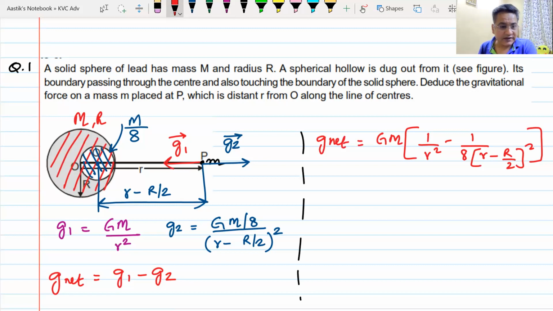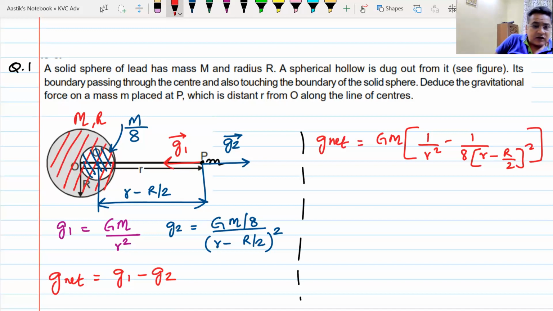So any question that comes where you have a hole, this is the way you do it. You first consider it without the hole, and then you put a negative mass or a negative charge or whatever it is, like this. Do we understand this? Yes, sir. This is all about gravitational field that we will do, because the same thing is going to come many times in the electrostatic chapter.